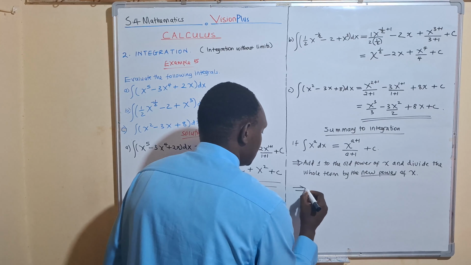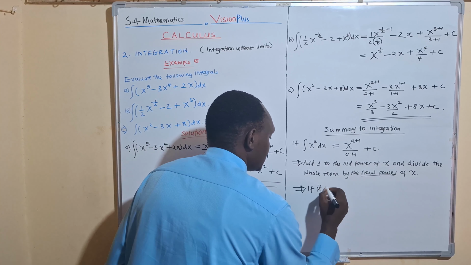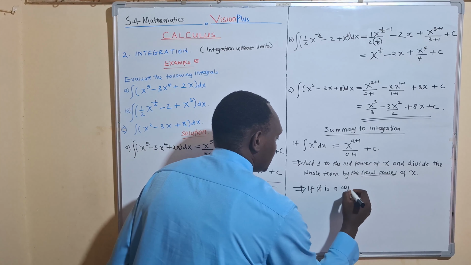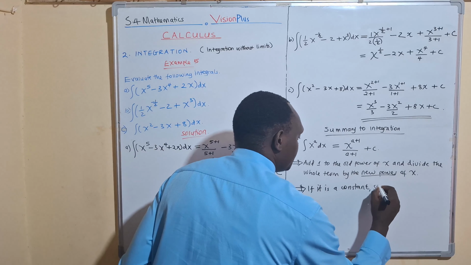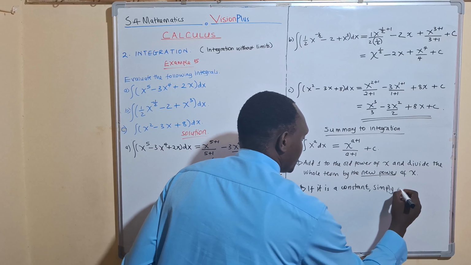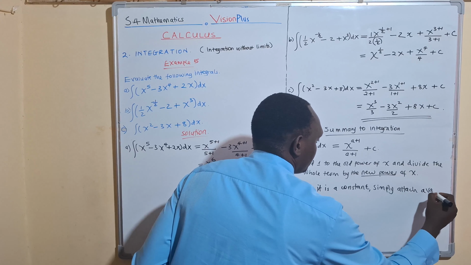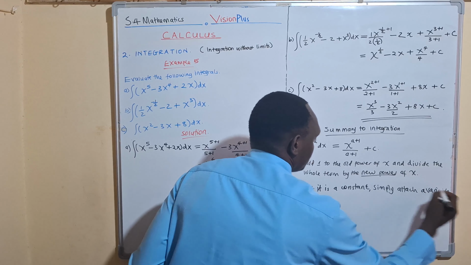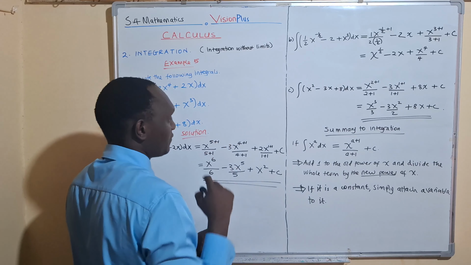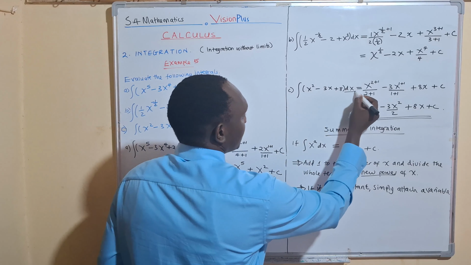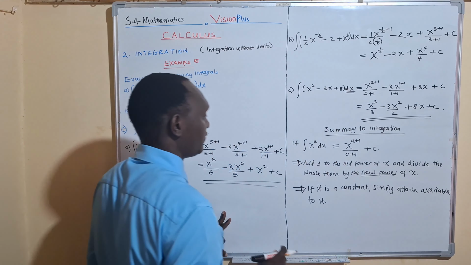And the next thing is, if it is a constant, simply attach a variable to it. What is a variable? A variable is stated here. Integrate this with respect to x. Therefore, x is a variable.